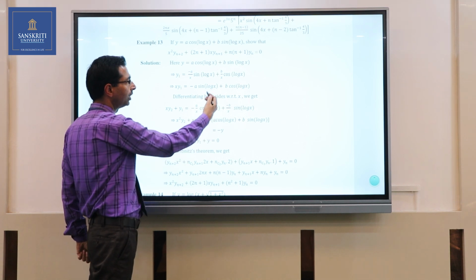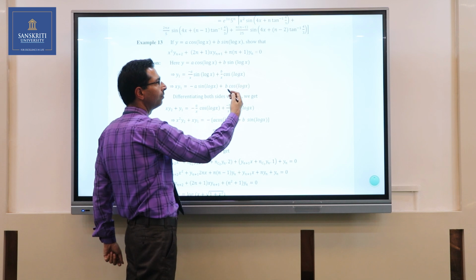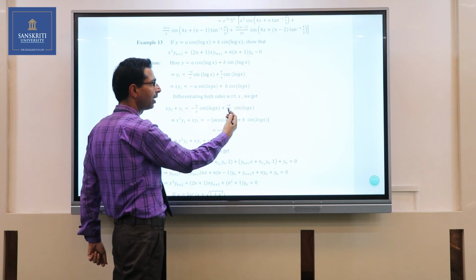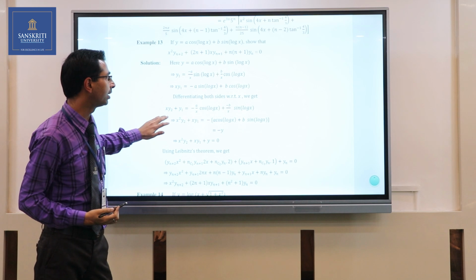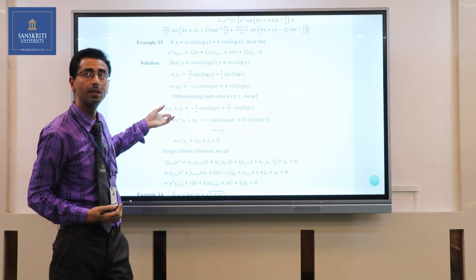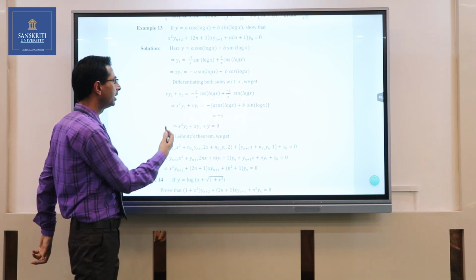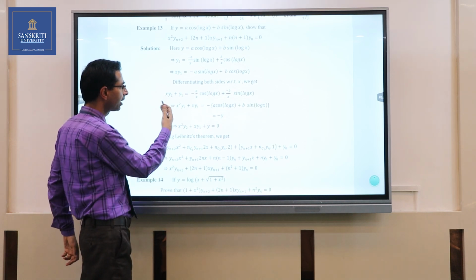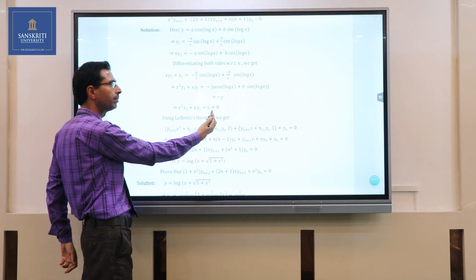This is the differentiation of sin log x. Plus, similarly, we find the differentiation of b cos log x, that is equal to minus b upon x sin log x. So this is the second derivative. Now we apply this with the help of the Leibniz theorem. So after getting the second derivative, the equation is x square y2 plus x y1 plus y is equal to 0.